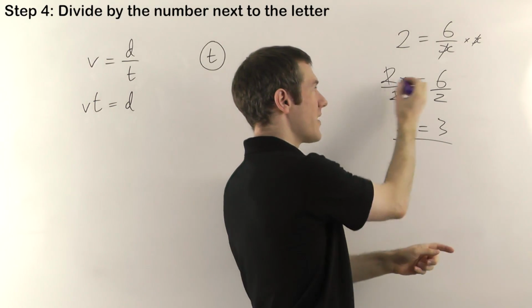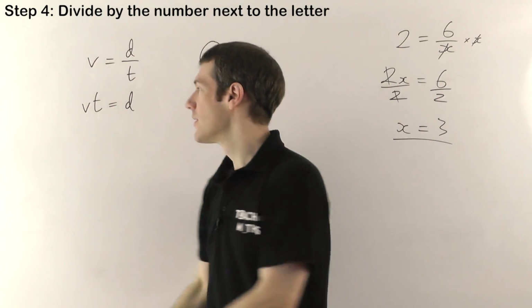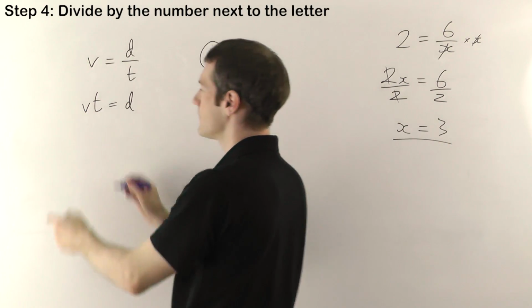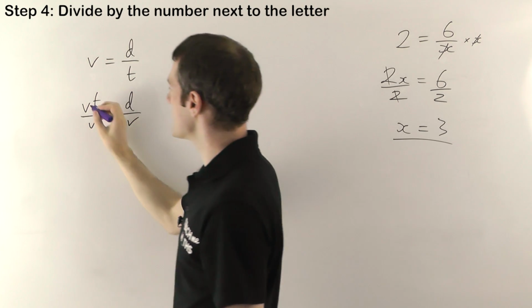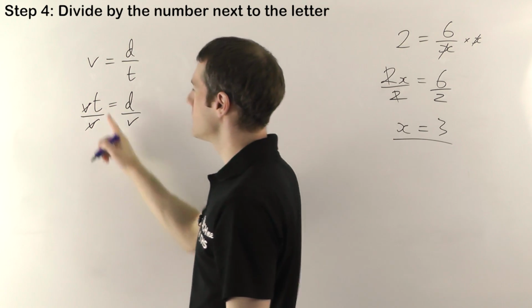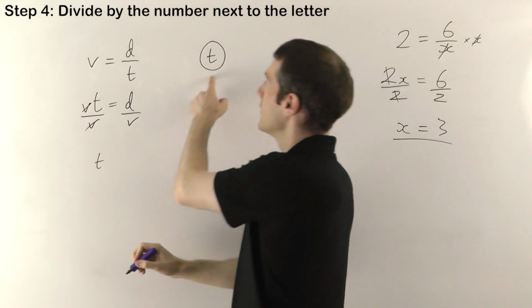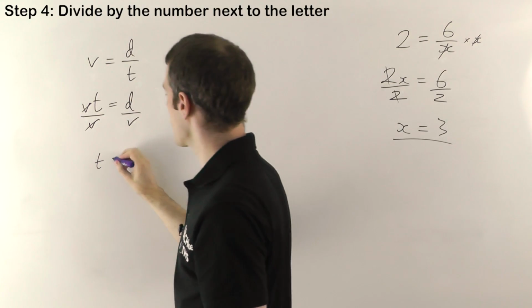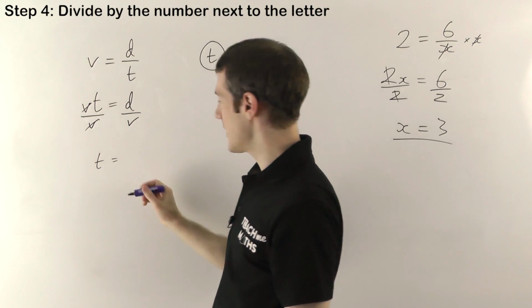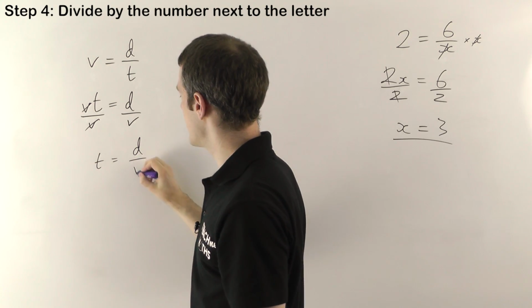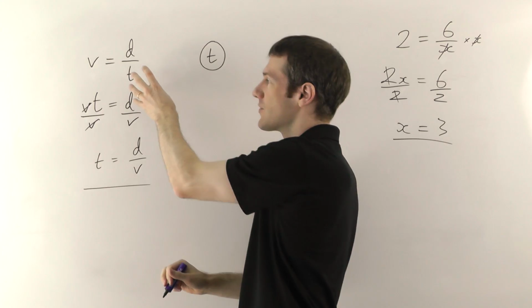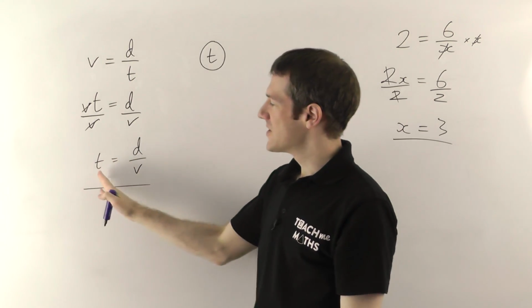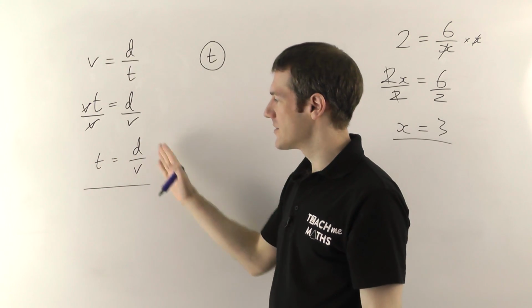Just like over here, we divided everything by 2. Here, we're going to divide everything by v. So divide by v, divide by v. The reason we do that is because these v's will cancel, which will leave you with a t by itself, which is what you're trying to do at the end of the day. Don't try and mess with this fraction over here. Leave it as it is. D divided by v, and that's your answer. You've managed to rearrange your equation. You've got the t by itself on one side, and everything else is on the other side.